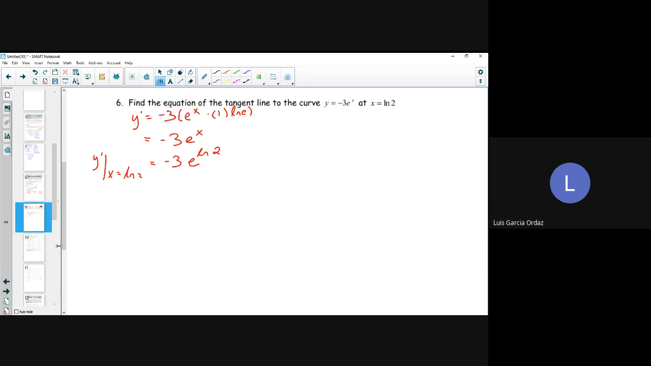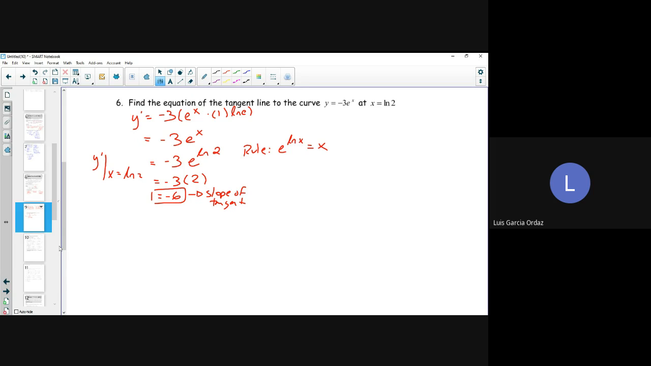Okay, because of my rule, e to the ln of x gives me back just x, which means I will just be given back a value of 2, which means this is equal to negative 3 times 2, which gives me negative 6. So this is the slope of tangent.